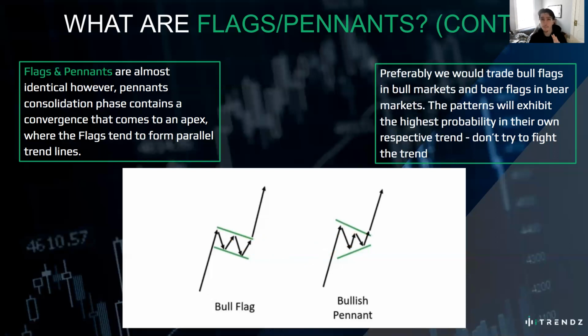And then preferably with all patterns, but also just in general, we trade bull flags in bull markets, whether that's a bull period of a week or two, or if we're looking at a larger, grander scale, like a few months, 4, 5, 6 months, whatever it is. But we'd rather trade a bull flag in a bull market and a bear flag in a bear market.